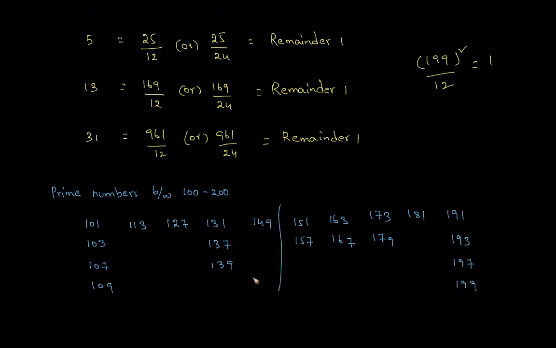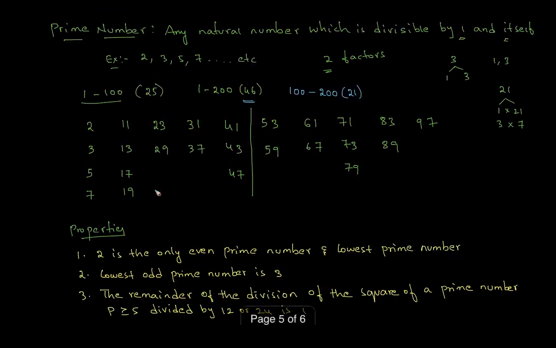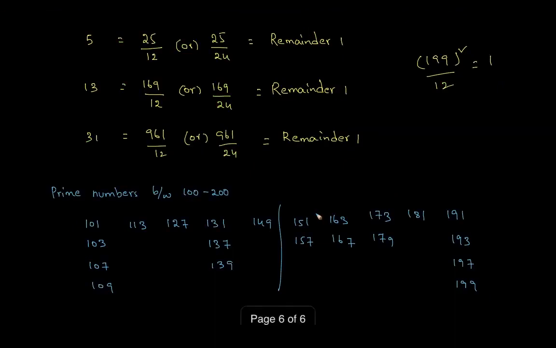So from 100 to 150 we have 10 prime numbers, and from 150 to 200 you have 11 prime numbers. Okay, we have 10 and this part 11. Here we have 15 and this one 10. Right? This is the overall prime numbers concept. Right?